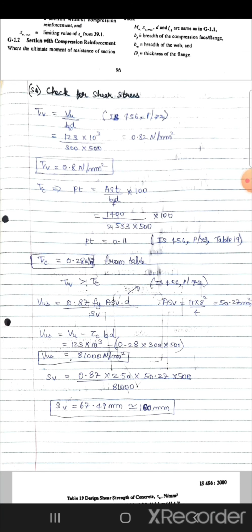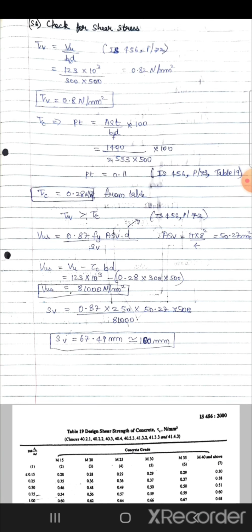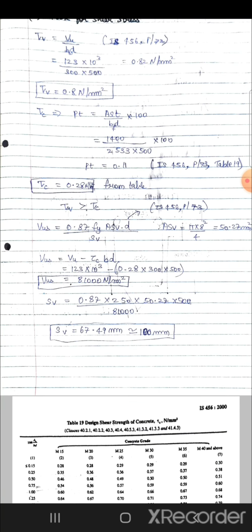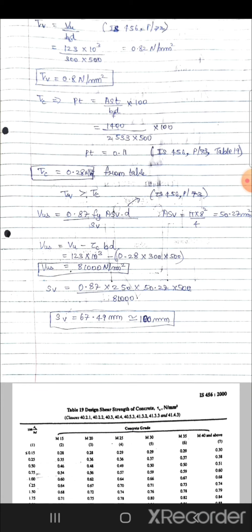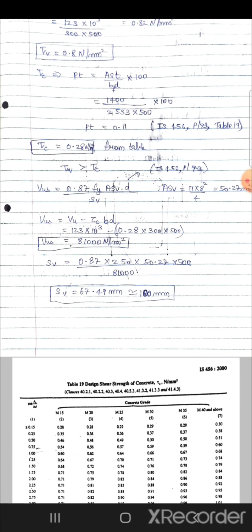Next is calculating tau c. Tau c is calculated by using the percentage formula. The percentage formula is Ast by breadth of flange into depth into 100. So the answer is 0.11. With the help of the percentage in IS456 page number 73, table 19, we are going to find the tau c value.